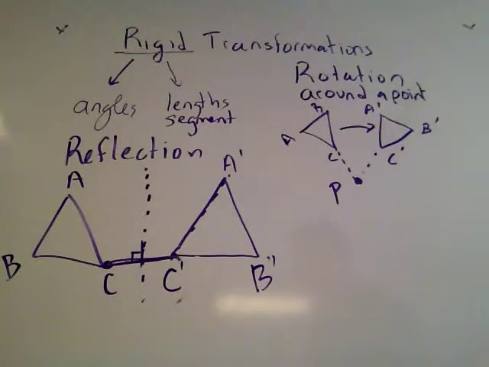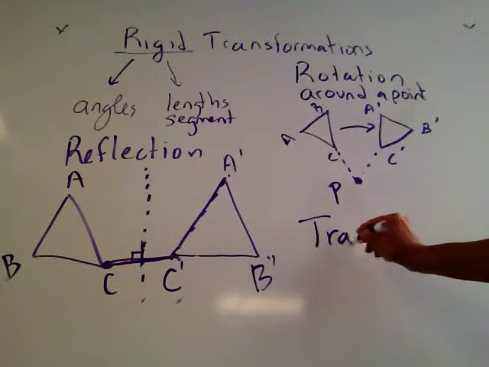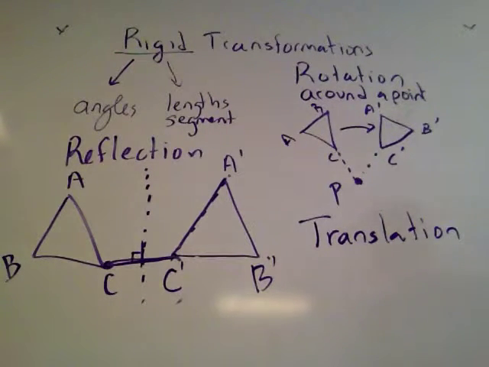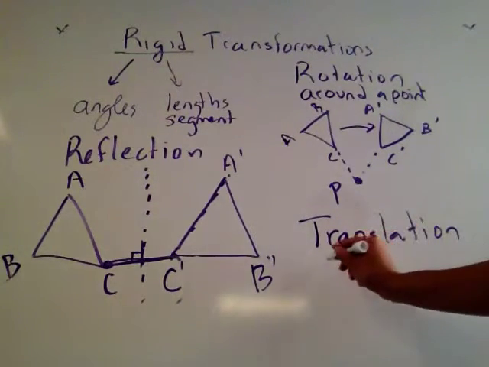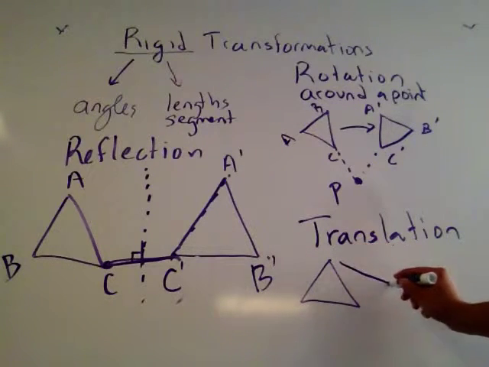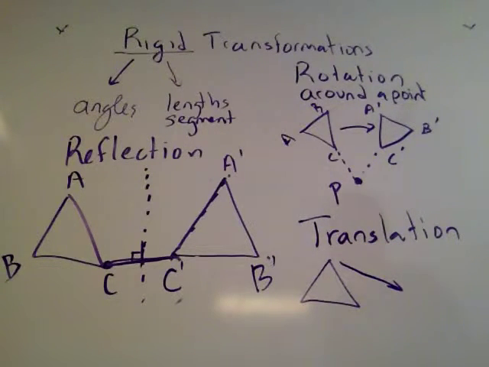All right, and finally, the last one that we talked about is a translation. All that does is it shifts things. It slides things to the right, slides things to the left, moves things up and down. So I might have a shape like this, and it's going to send every single point into a new position just by sliding it.